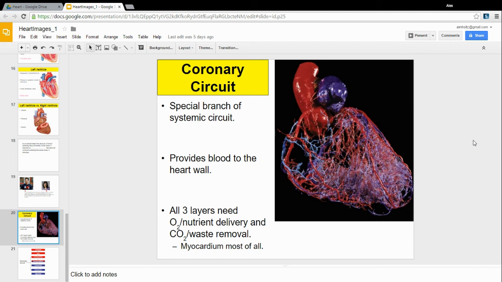It needs oxygen, nutrients, and has to get rid of CO2 and waste. It is the thickest, and it's also the muscle. It's the most active, okay? So be aware of the coronary circuit. We'll learn some blood vessels of it soon enough.